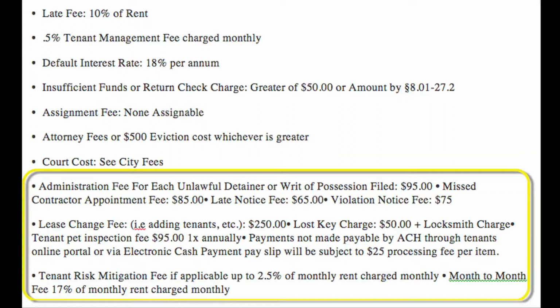Lease change fee and adding additional tenants, etc. is $250. A lost key fee is $50 plus the locksmith charge. Tenant pet inspection fee of $95 one time annually. Payments not made payable through ACH or tenant online portal or via electronic cash payment payslips will be subject to a $25 processing fee per item. Tenant risk mitigation fee, if applicable, up to 2.5% of monthly rent charged. Month-to-month fee of 17% of monthly rent charged.